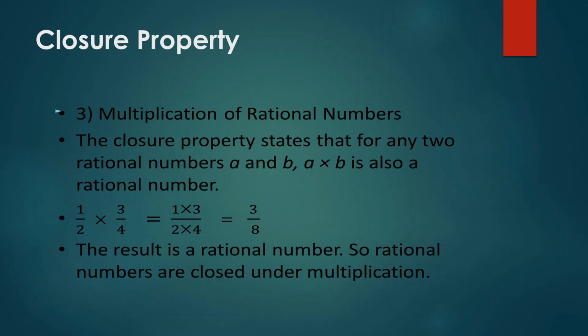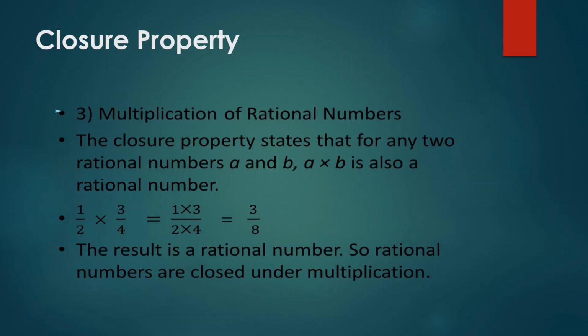Next, closure property under multiplication. The closure property states that for any two rational numbers a and b, a into b is also a rational number. Means the product of any two rational numbers is always a rational number. If a upon b and c upon d are any two rational numbers, then a upon b into c upon d is also a rational number.